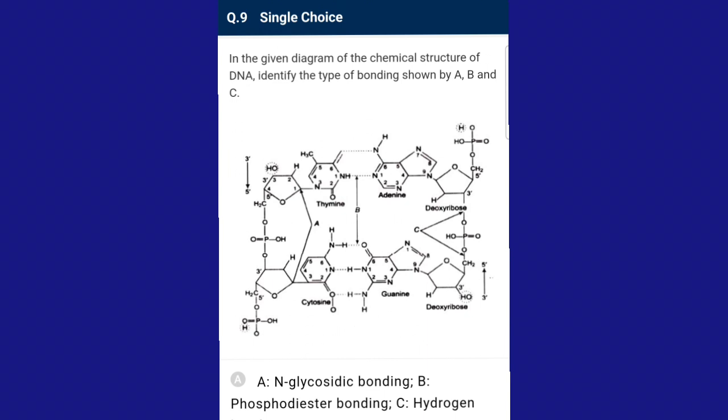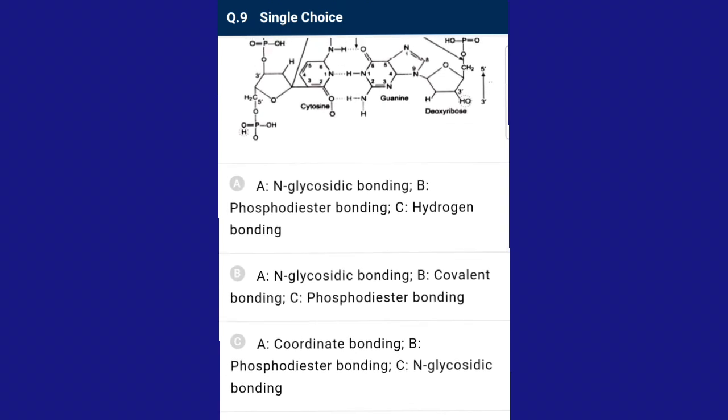Question number 9. In the given diagram, the chemical structure of DNA. Identify the type of bonding shown A, B and C. So in the diagrammatic representation, A is N glycosidic bonding, B denoted as hydrogen bonding, C is phosphodiester bonding. So the correct option is D.